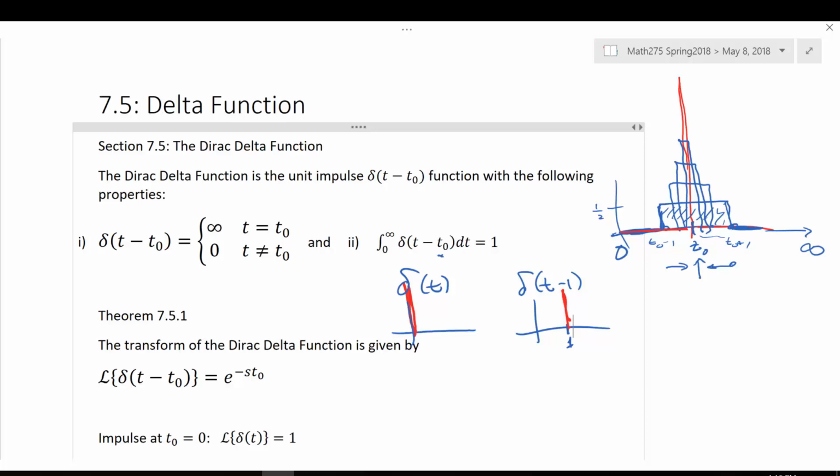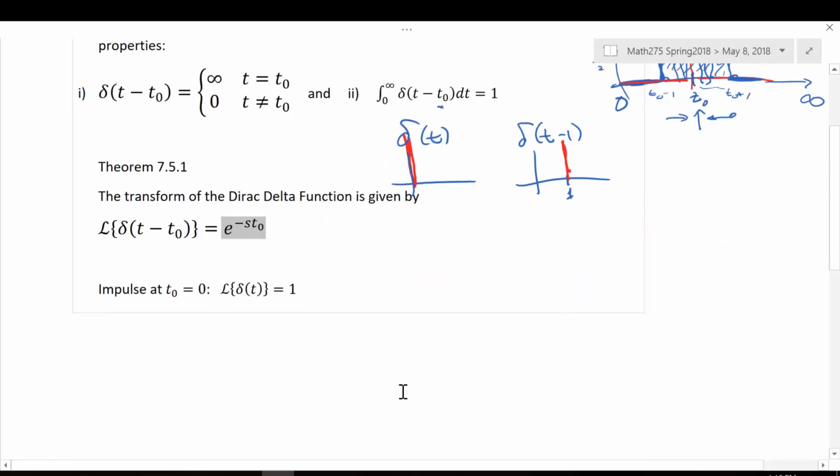I think we could take a look at that if we take a look at an example. So in any case, the delta function has a transform that sends your delta function into the Laplace world as e to the negative s t sub 0, whatever t sub 0 is. And at the origin, or at t equal to 0, the delta function is simply equal to 1.